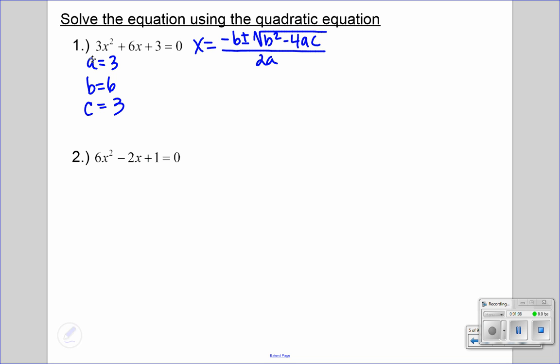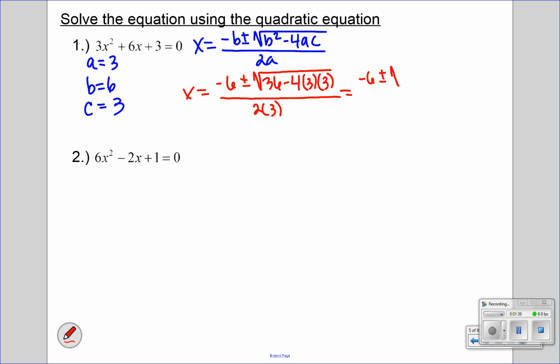Now all we have to do is plug in. So we have x is equal to negative b, so it's a negative 6, plus or minus the square root of b squared, which is 36, minus 4ac all over 2a. Now, where we make the most mistakes is when we simplify. So you have to be very careful in simplifying and multiplying our positives and our negatives. So we now have a negative 6 plus or minus the square root of 36 minus 4 times 3, which gives us a 36, all over 6.